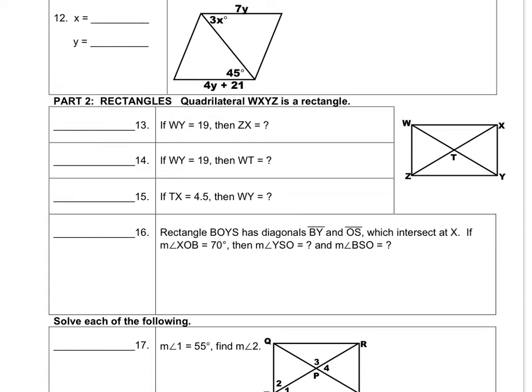Okay, on number 12, let's do x. You have alternate interior angles, so those are equal, so set them equal to each other. You have 3x equals 45. When you divide by 3 on both sides, you're going to get x equals 15.